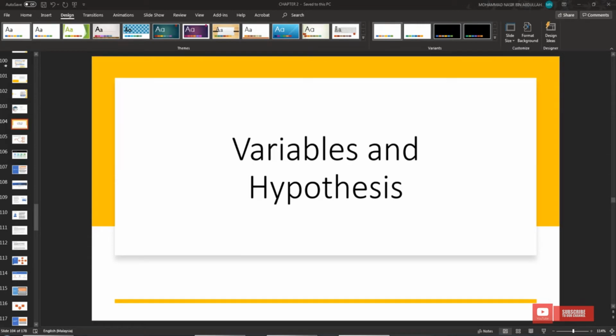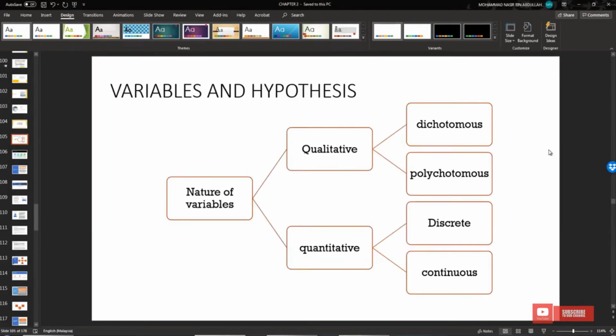So today we're going to discuss a new subtopic, which is variables and hypotheses. Right. So the nature of variables. There are two types of variables in research. First is qualitative variables, and second is quantitative variables. For qualitative variables, we have dichotomous variables, which means we have only two levels in each variable.